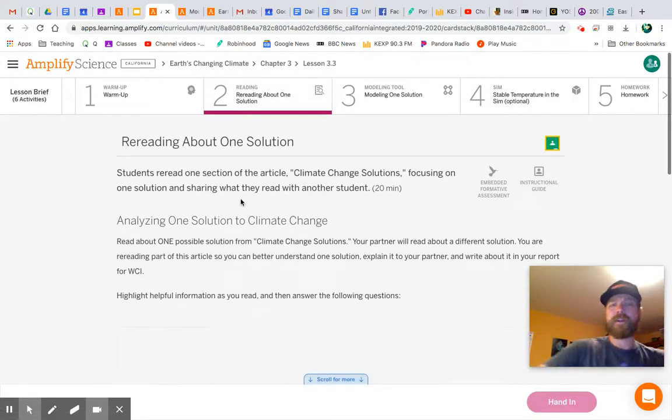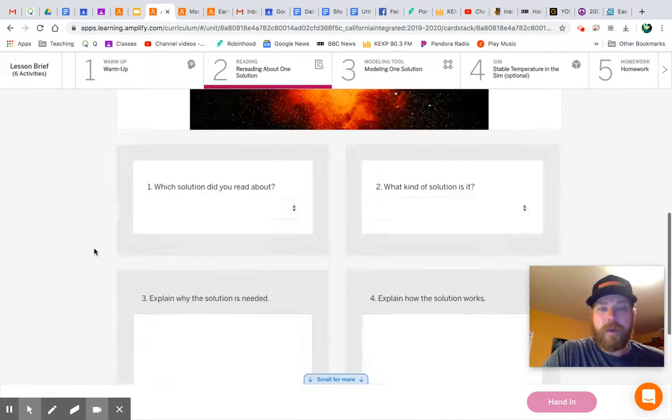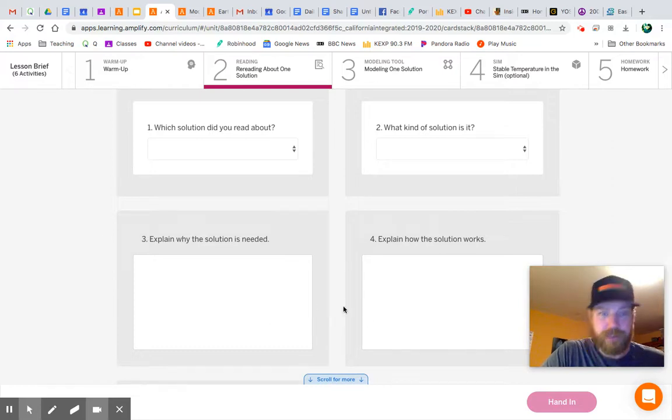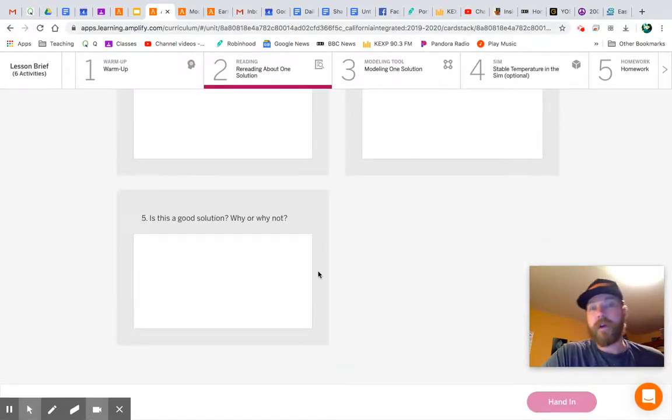Here's the next thing you're going to do: rereading. It's good to reread, to catch things that you missed and to focus in on things you may have skimmed over the first time. Read about one possible solution. You're just choosing one. Now it has all this talk of partners and things like that. Don't worry about that. Reread one of the solutions and answer these questions down here: which one did you read about, what kind of solution it is, why it's needed, how it works, and is this a good solution? Why or why not? Reread, answer those questions, and make sure you hit hand in down here. Go ahead and do that right now. Pause.